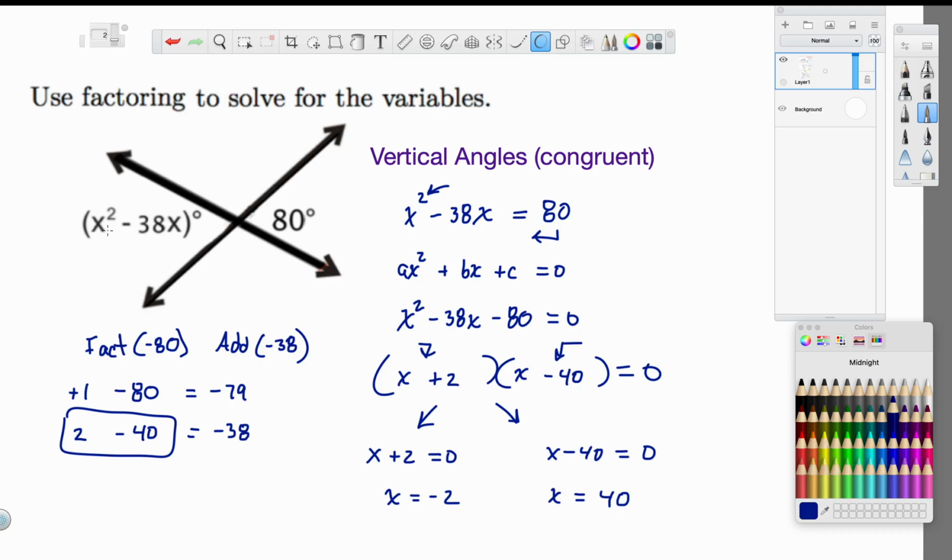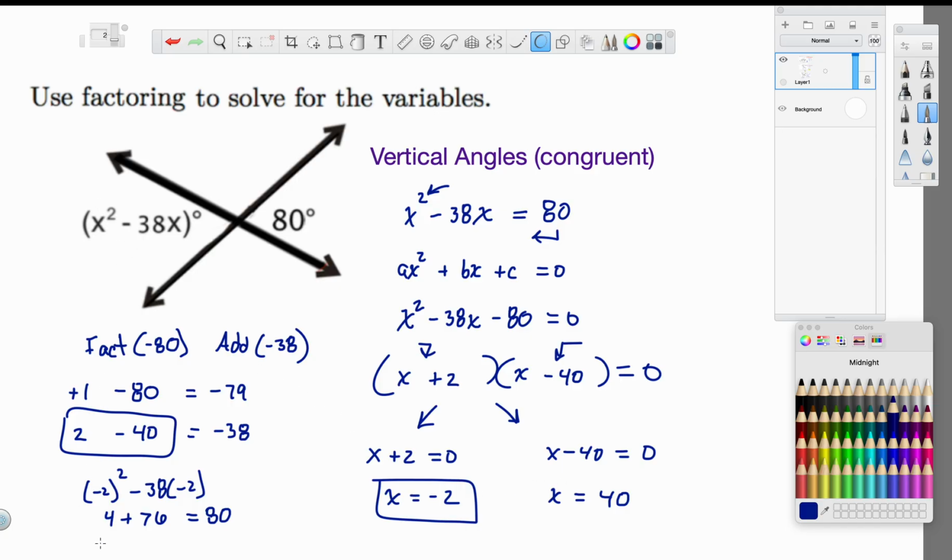So if I put in negative 2 here, I get negative 2 squared minus 38 times negative 2. Negative 2 squared is 4. Negative 38 times negative 2 is plus 76. And I get 80. So that worked. This is a good solution.